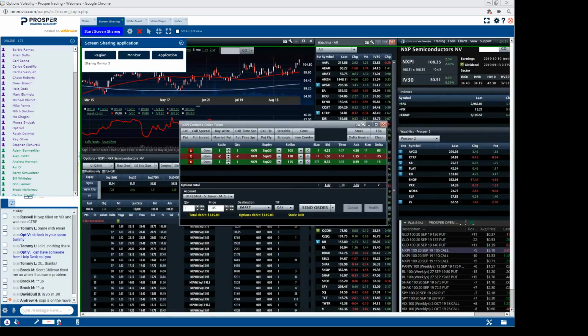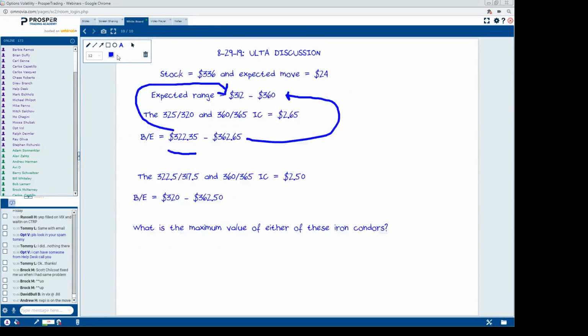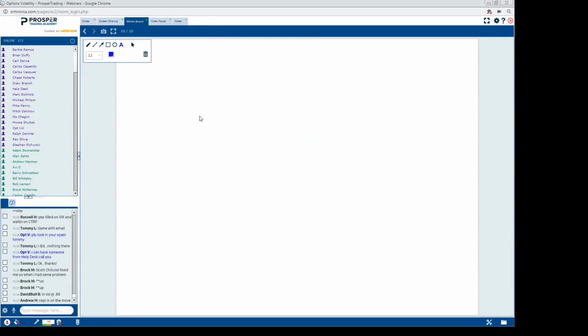Okay, so we're going to look at NXPI, and I want to discuss how we evaluate how much premium is left in a position, and what we do to evaluate how we monitor an existing position like this. So let's take a look here.